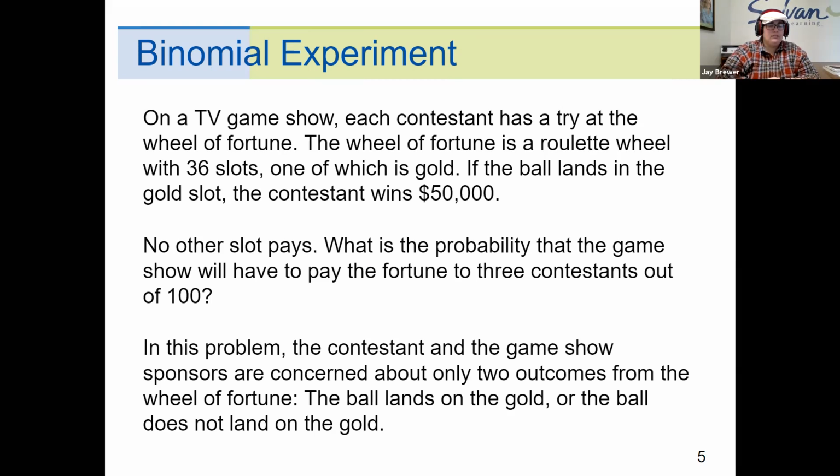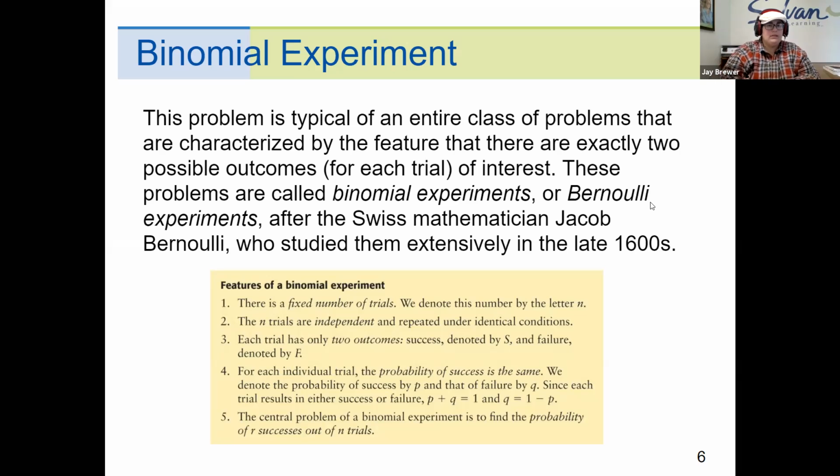In this problem, the contestant and the game show sponsors are concerned about only 2 outcomes from the Wheel of Fortune. The ball lands on the gold or the ball does not land on the gold. Okay? So that's kind of what's in your mind right now. The problem is typical of an entire class of problems that are characterized by the feature that there are exactly 2 possible outcomes for each trial of interest.